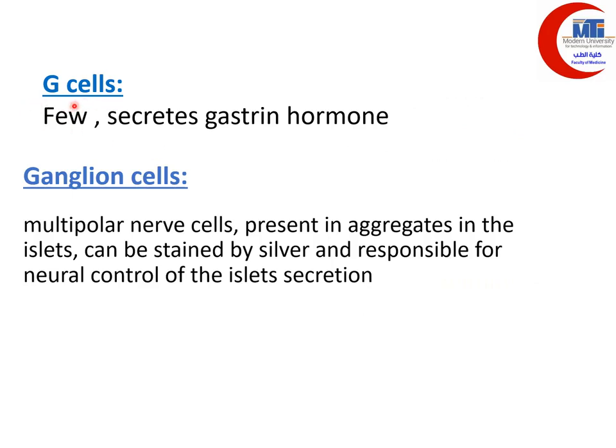G cells are also few in number in islets of Langerhans. G cells, from the name G, secrete gastrin hormone. This gastrin hormone controls the gastric motility or GIT motility and increases HCl secretion in the stomach.